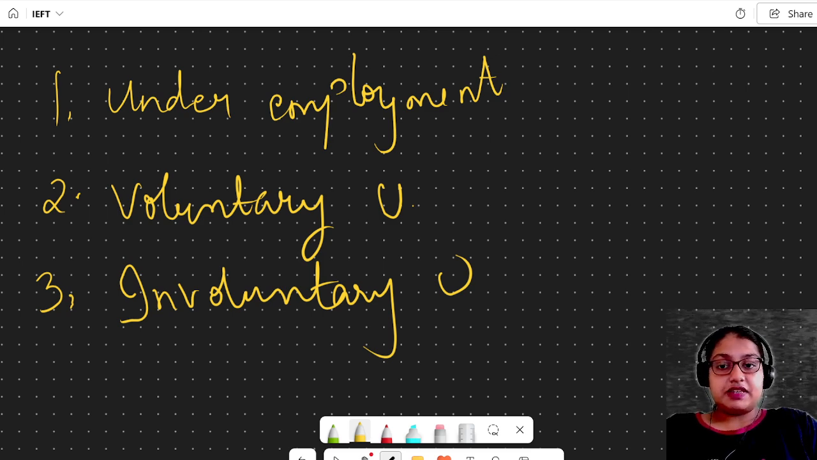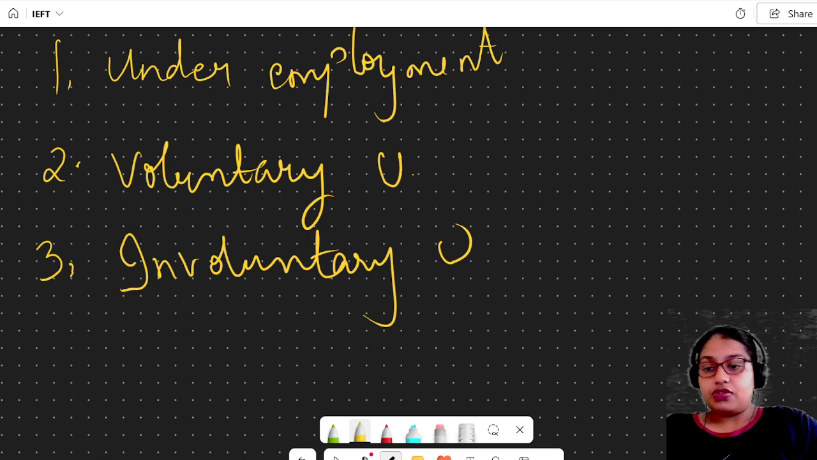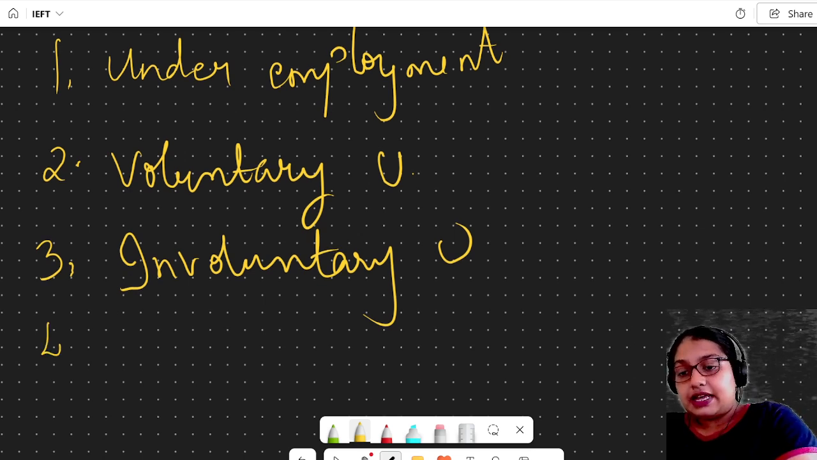In the case of PSC, lakhs of people will be applying for this exam, but the seats available will be very few. There will be a shortage of seats, right? So the employment opportunities are less than the number of laborers. Okay, then we have seasonal unemployment.